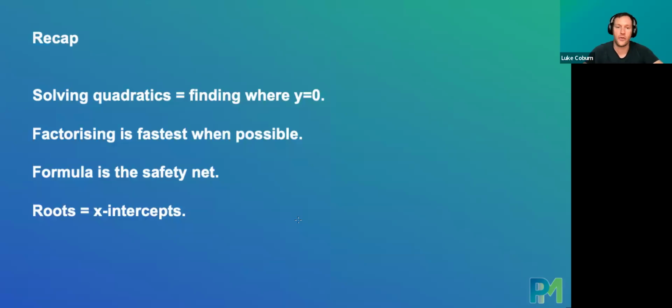Okay. And just as a quick recap of what we did today, we were solving quadratics. We were setting y equal to 0. We had quadratic equations, we set them equal to 0, we factorize, and then we get out two roots. Factorising is the fastest method when it's possible, but if you can't do that, then you use the quadratic formula, and the roots are where you intercept with the x-axis.